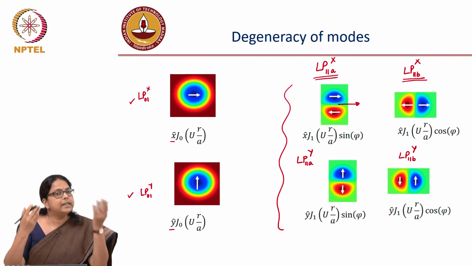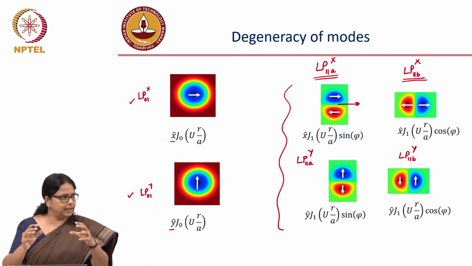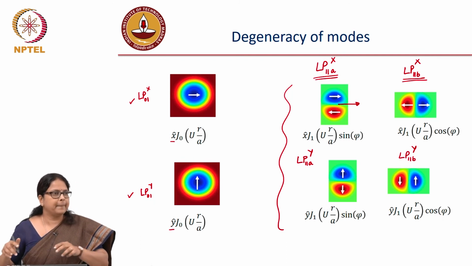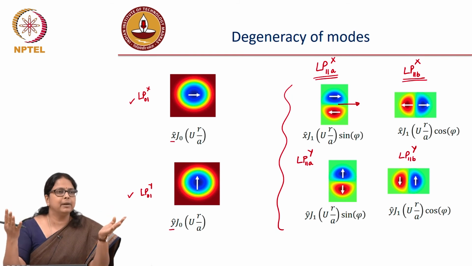How many fold increase in spectral efficiency will you get? LP11 itself corresponds to 4 degenerate modes. So, I can in principle launch X polarization in 11A, X polarization in 11B, Y polarization in 11A, Y polarization in 11B. So, I can launch an independent set of data in each of these 6 modes. Think about it as 6 pathways inside the fiber, and then increase my spectral efficiency by a factor of 6.